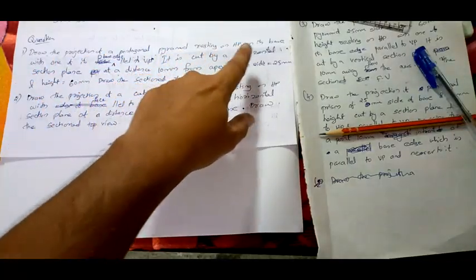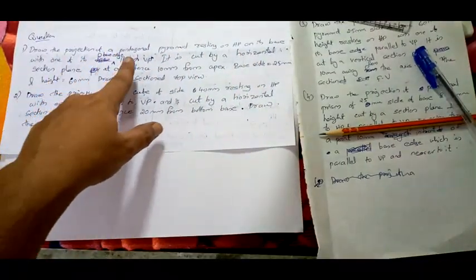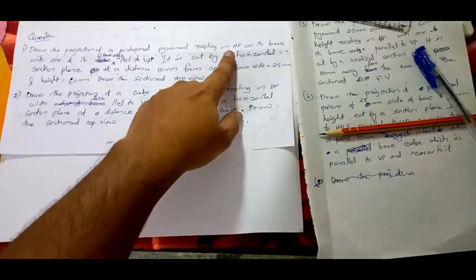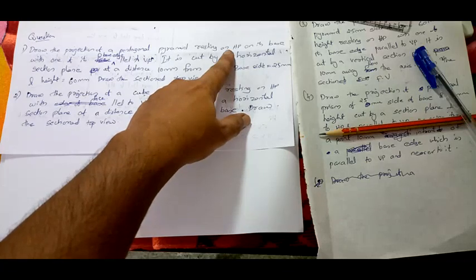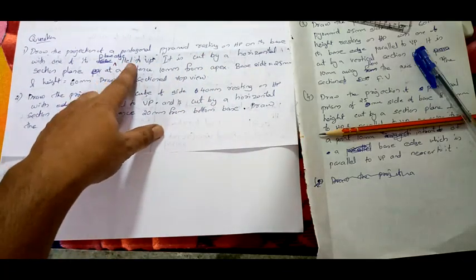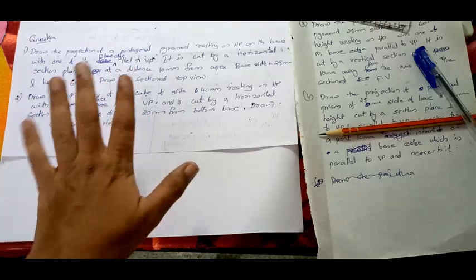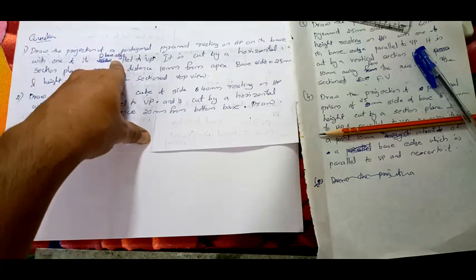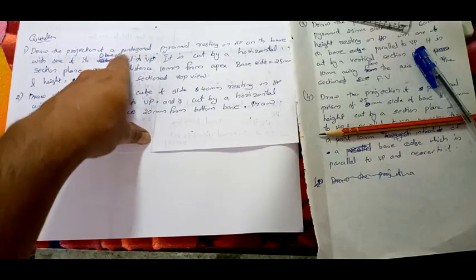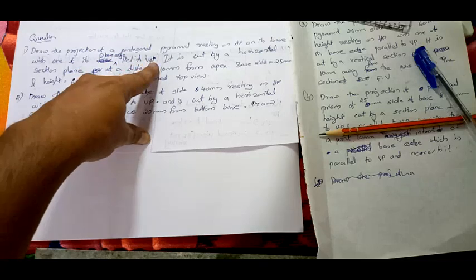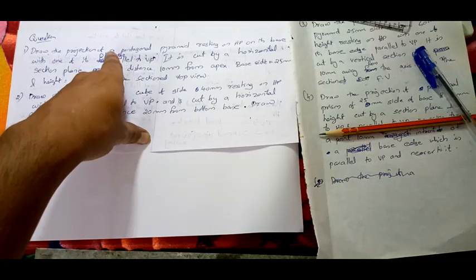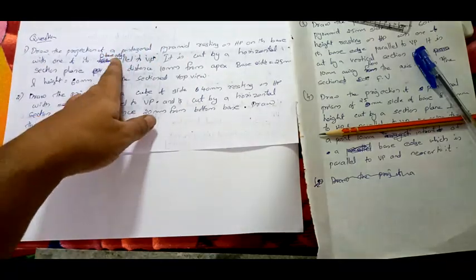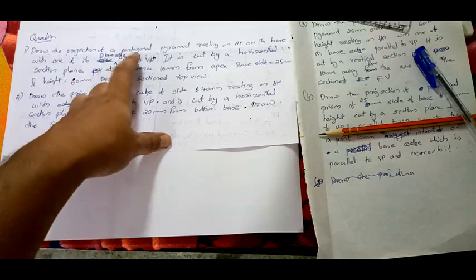So the pentagonal pyramid is resting on HP with its base, and one of its base edges is parallel to VP. Resting on HP means what? The top view is your base. The base is on the top view, and one of its base edges is parallel to VP. So in the top view you have to make one base edge parallel to the XY line. Already we know the top view is the base, so on that top view one of the edges is parallel to VP.